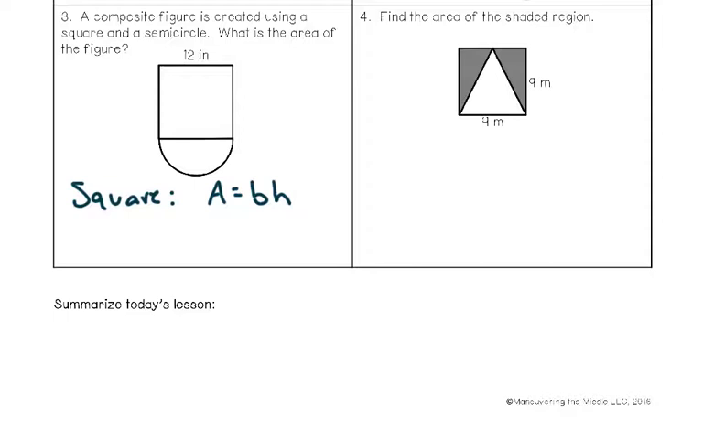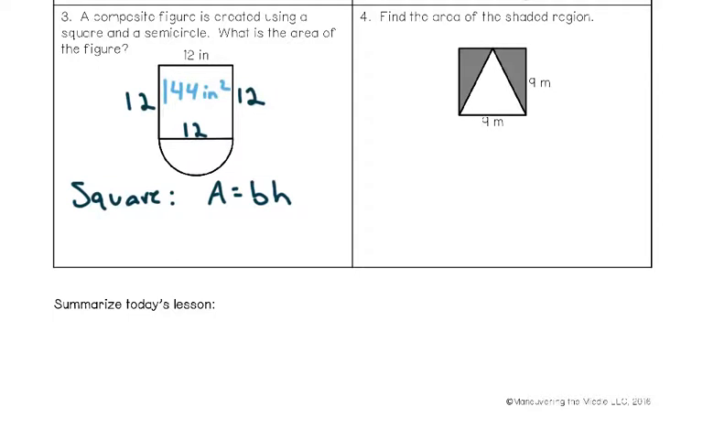All right, so I know I need to find the area of the square. I know the formula for area of a square or any rectangular parallelogram is base times height. Since it's a square, I know that all of these measurements will be 12 because in a square, every side is equal. So I'm going to do 12 times 12 to get an area of 144 square inches.